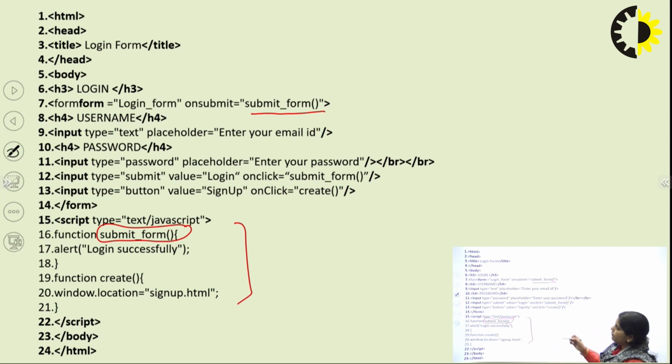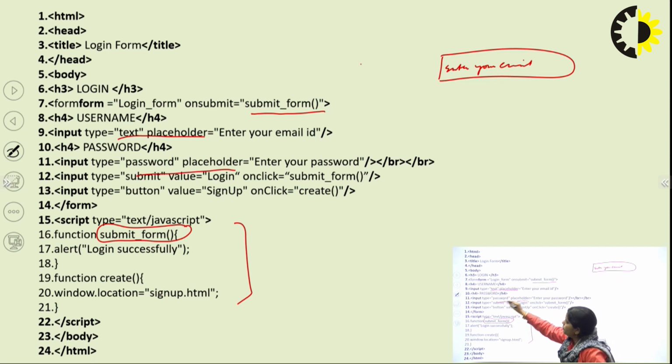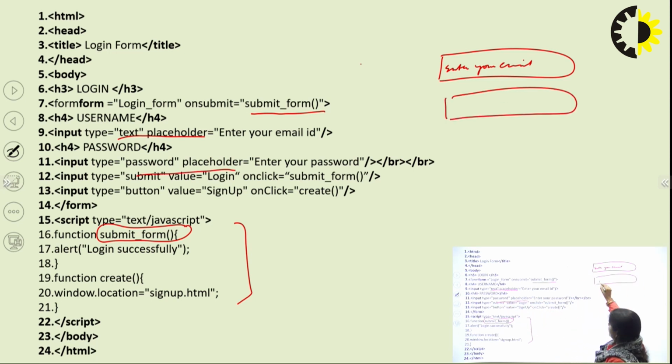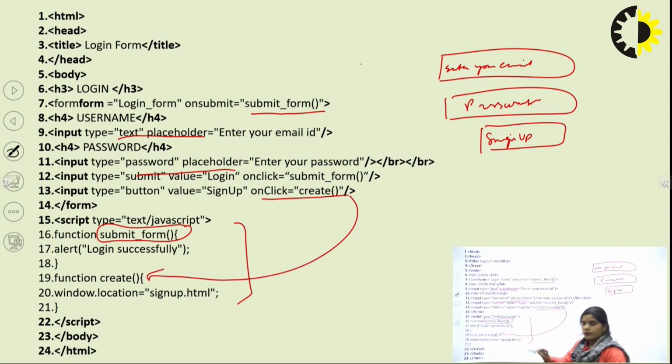Okay, and we have an input type text with a placeholder, just like this. Here we have to write enter your email ID, so you have to enter your email ID. Then you have an input type password. Here we have to write the password, and then we have a button. The value of the button is sign up. When we click on that particular button, it will move on to the create function of the code.